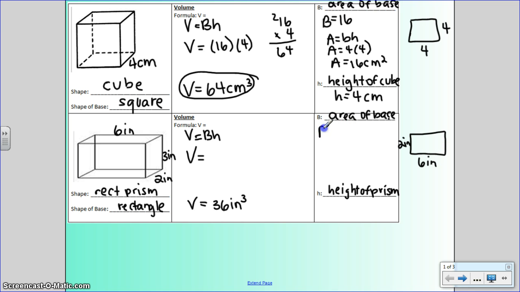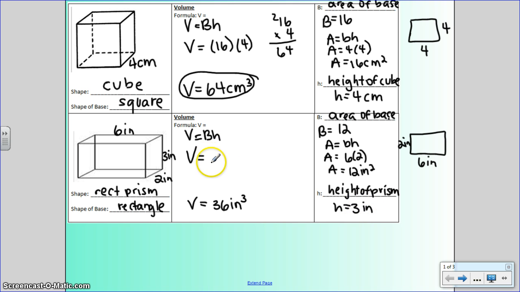So that means that the area of the base, capital B, I'm going to go ahead and write the formula for the area of a rectangle is base times height. So in this case, it is 6 times 2. Area equals 12 inches squared. So the area of the base is 12. And the height of this prism is 3.